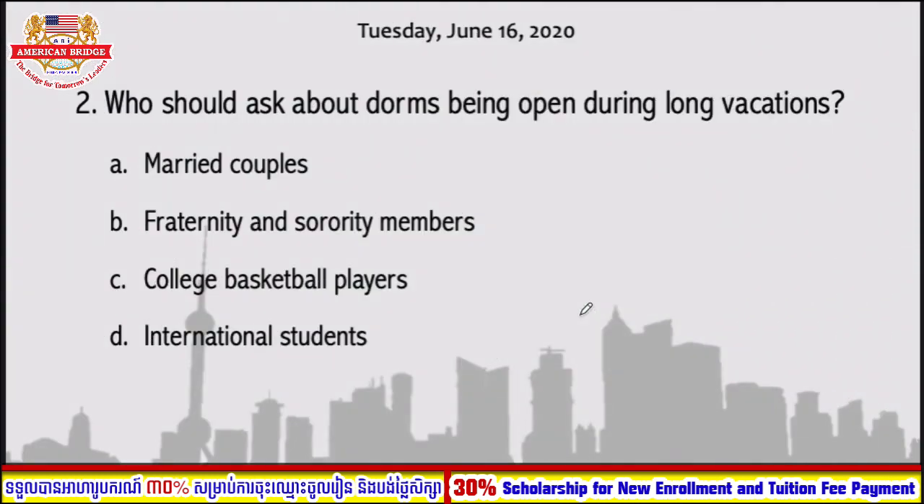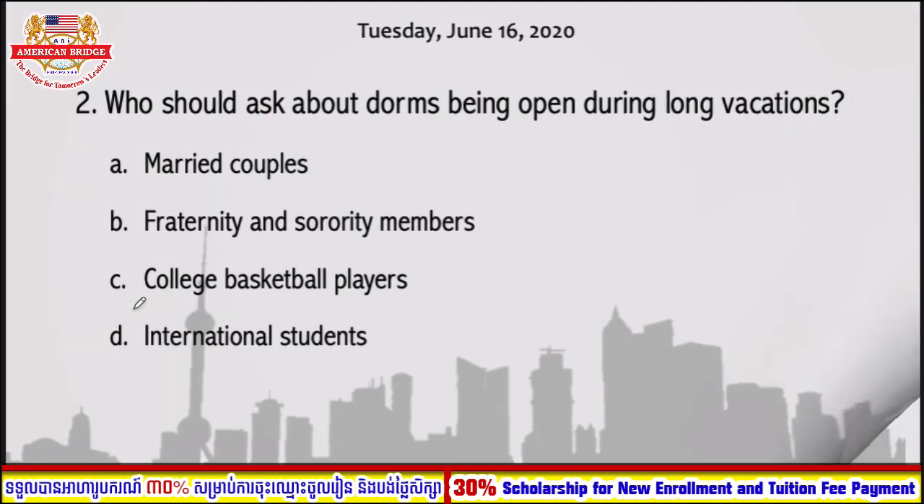Let's move on to question number 2. Can you try this one? Okay, question number 2. Who should ask about dorms being open during long vacations? Married couples, fraternity and sorority members, college basketball players, or international students? Okay, the correct one is the international students, because they have to move across countries. So they need to be worried about where to live if the school has vacations.